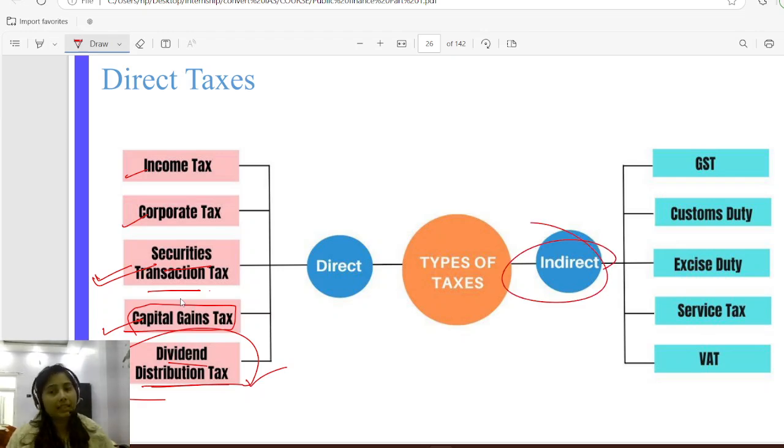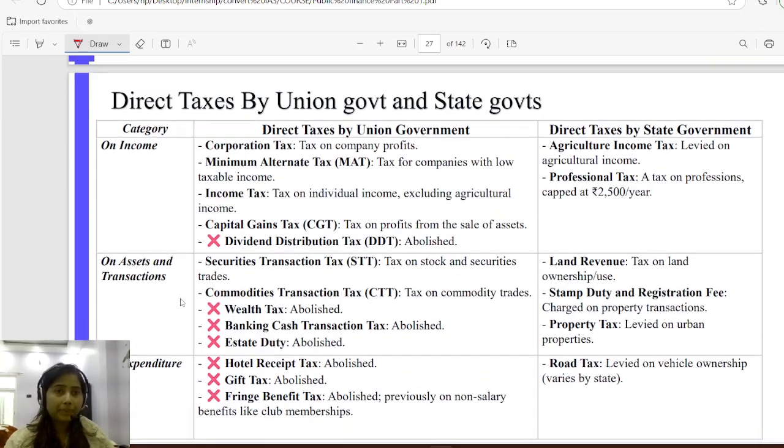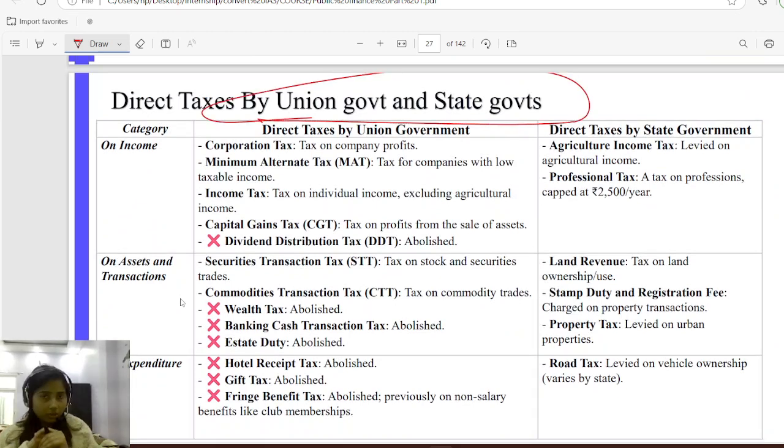Okay, indirect tax: GST, custom duty, excise duty, service tax, and VAT. Okay. Direct tax by union government and state government: there are different kinds of tax both governments charge. So on income, what the union government charges: corporation tax. If you are running a company, you have to pay corporation tax on the company's profit.